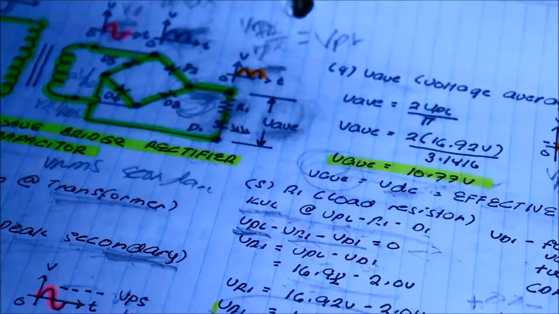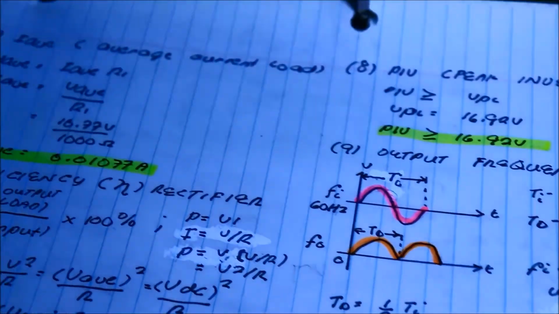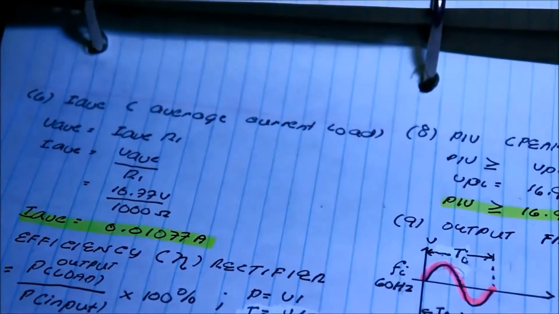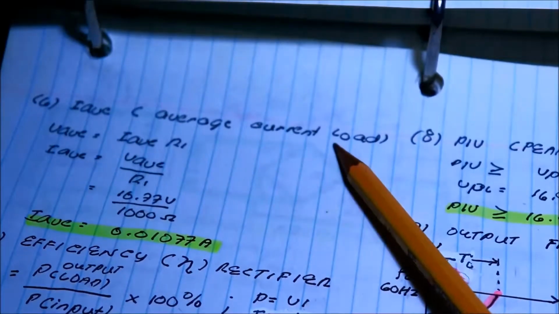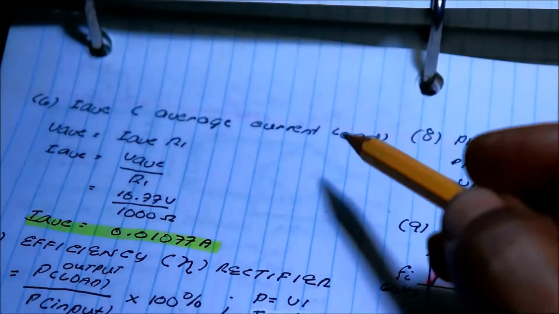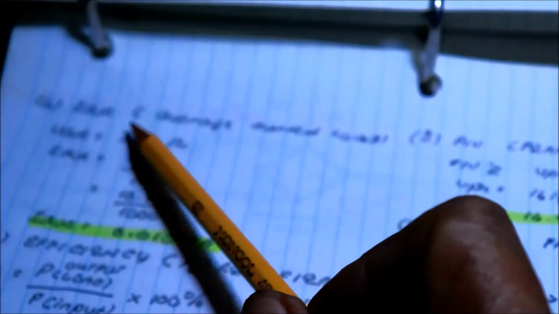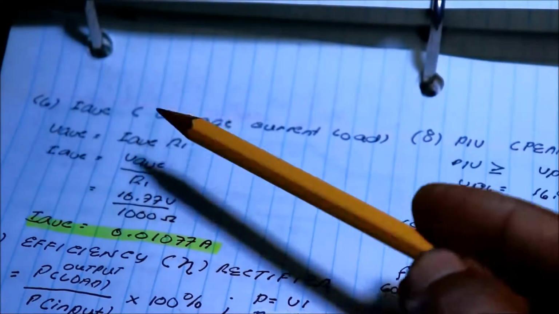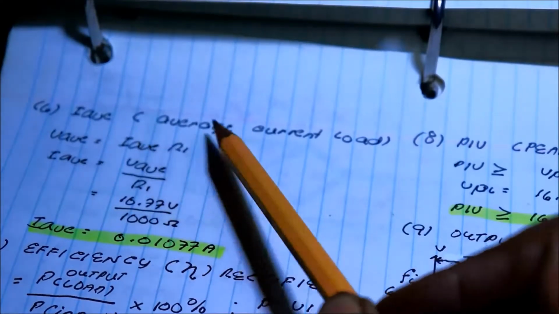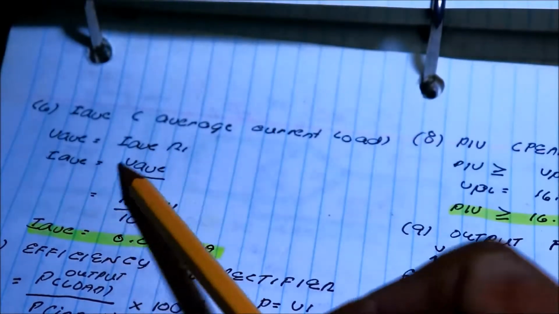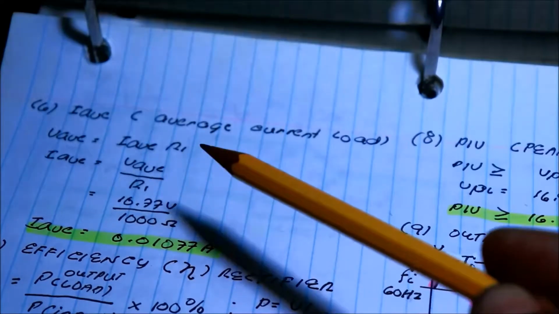Let us now come to the next problem, and that is the I average, or average current at the load. Okay, this is the analogy. If there is a voltage average, there is also a current average. So in the formula of Ohm's law, V is equal to IR, so voltage average is equal to current average times R. That is the analogy. Transposition, we know the voltage average. We solved that already here.